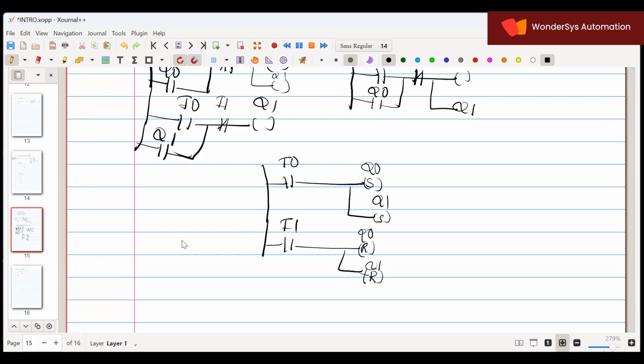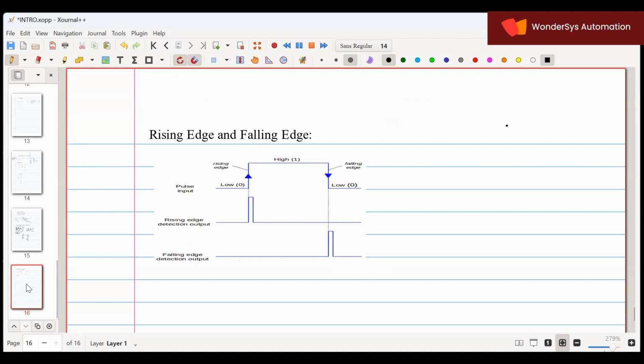Okay, ma'am. So now the next topic is rising and falling edge, or positive edge and negative edge. However you want to call it, you can call it. So can anyone tell me what is rising edge and falling edge?